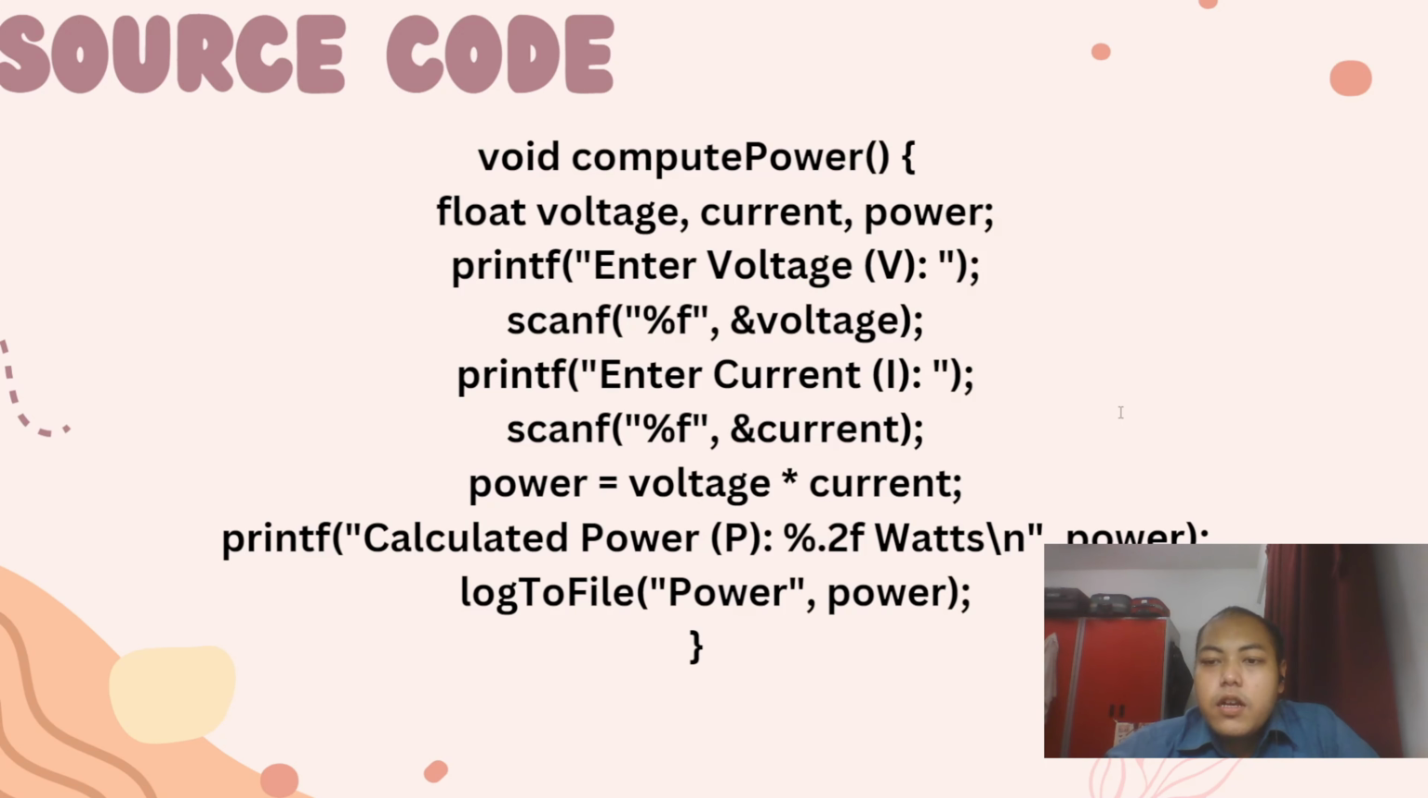So for option 1, the program calculates the power using the formula P equals voltage times current. The user is asked to input the voltage and current. The program multiplies them to calculate power and displays the result.